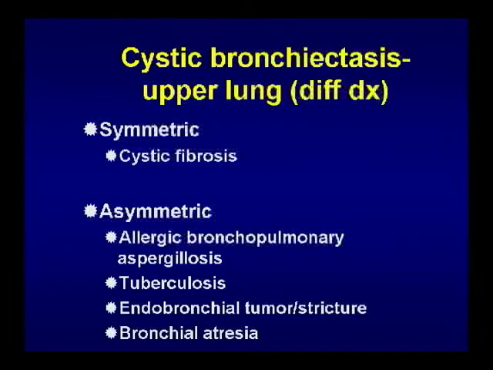So when it's in the upper lobes and it's perfectly symmetric, then we're thinking mainly of cystic fibrosis. But when it's asymmetric, we're thinking predominantly of allergic bronchopulmonary aspergillosis, so you may want to ask if the patient has a history of asthma. Tuberculosis, and then these other things are less common causes of really bad bronchiectasis, but things you don't want to miss, particularly endobronchial tumor and bronchial atresia, which we'll talk about later. That was one of the later cases.